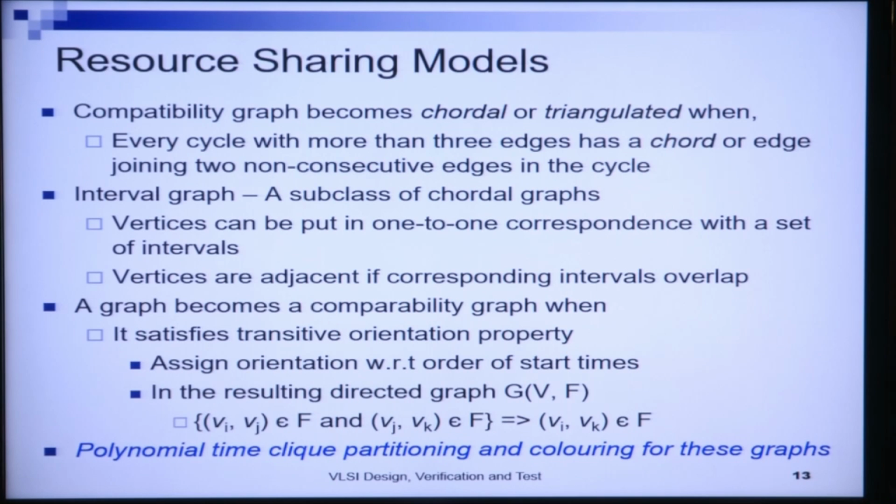Now, if I impose a transitive orientation on an undirected graph, it becomes a directed graph. So, my compatibility graph or my conflict graph will be a comparability graph when, after imposing this direction property on the compatibility graph, I will have this. In the resulting directed graph G equals V comma F, if (Vi, Vj) belongs to F and (Vj, Vk) belongs to F, it implies that (Vi, Vk) belongs to F. So, this transitive direction property will be imposable on this graph.